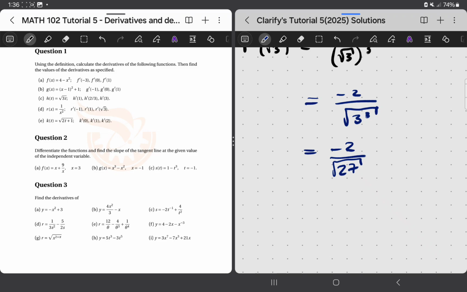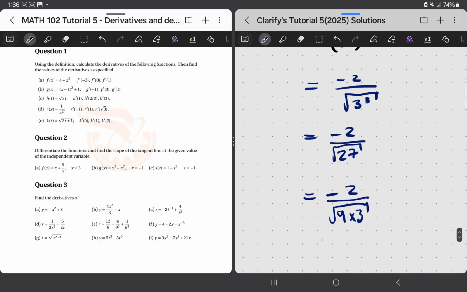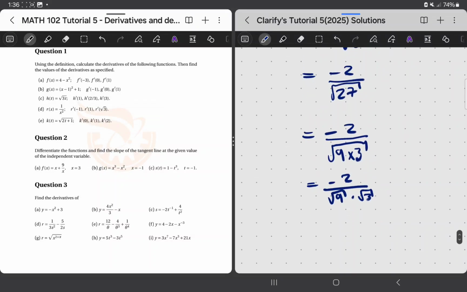If you want, you can say this is negative 2 all over the square root of 9 times 3. 27 is 9 times 3, right? Which is negative 2 all over the square root of 9 times the square root of 3. You can separate if they are multiplying, which becomes negative 2 over square root of 9 is 3 times the square root of 3 is 3 root 3. It's negative 2 over 3 root 3. And this becomes your final solution, and you'll be done.